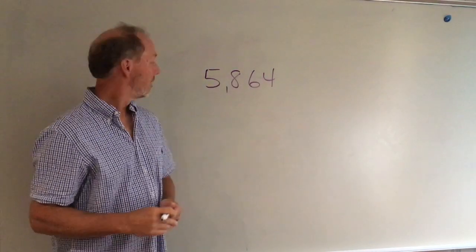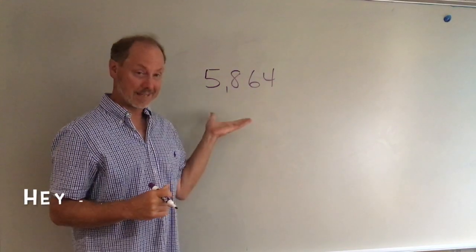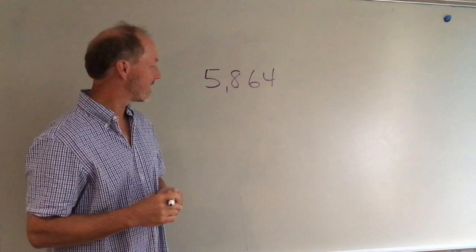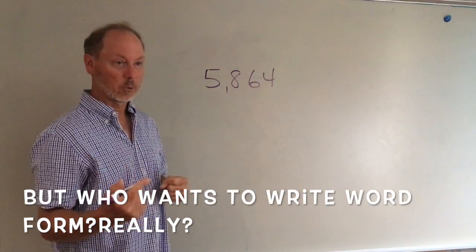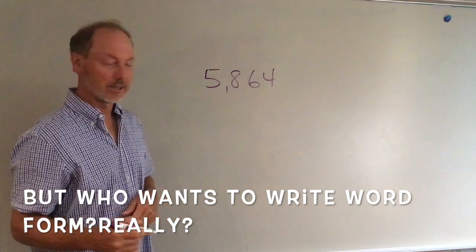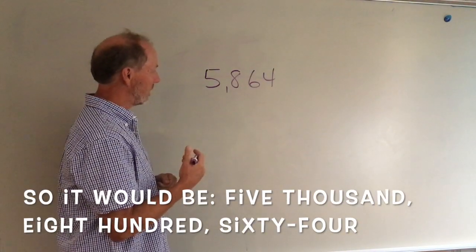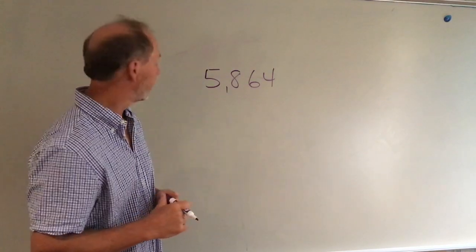All right, 5,864. This is written in standard form, the way we usually write it. That's what standard means. If I wanted to write it in word form, I would actually write the words that I say when I read this number. So, five thousand, eight hundred sixty-four. Get it? Pretty easy.